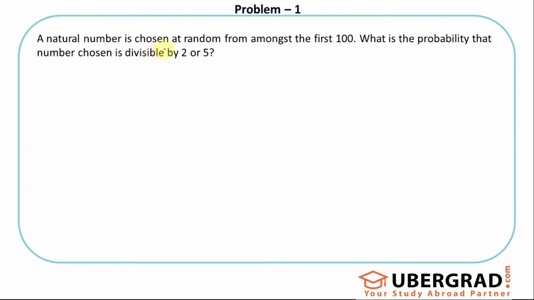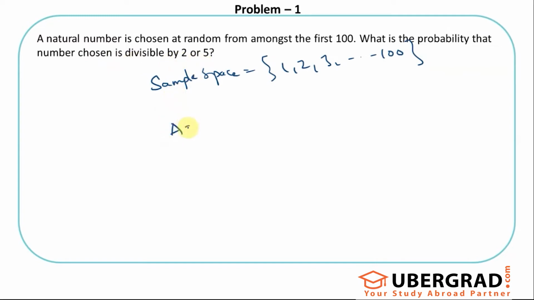A natural number is chosen at random from amongst the first 100. So the sample space is selecting one number out of all 100. That is, I could select 1, 2, 3 and so on up to 100. What is the probability that the number chosen is divisible by 2 or 5?